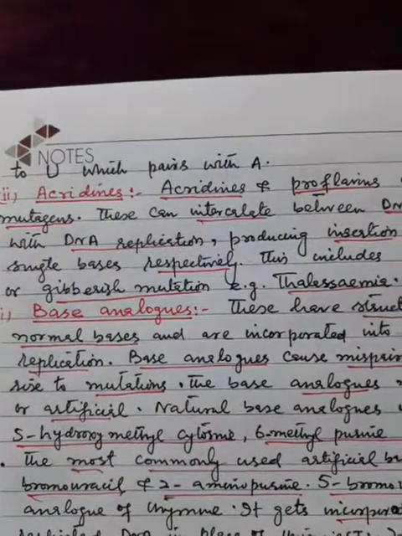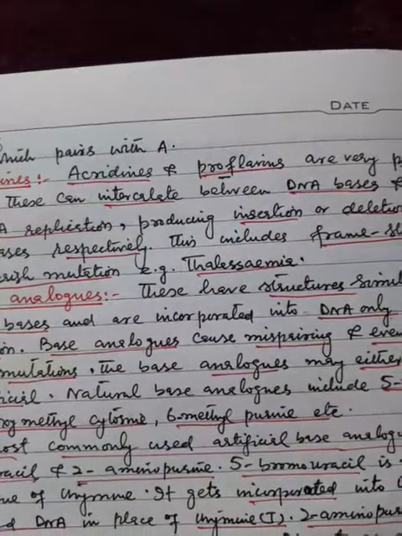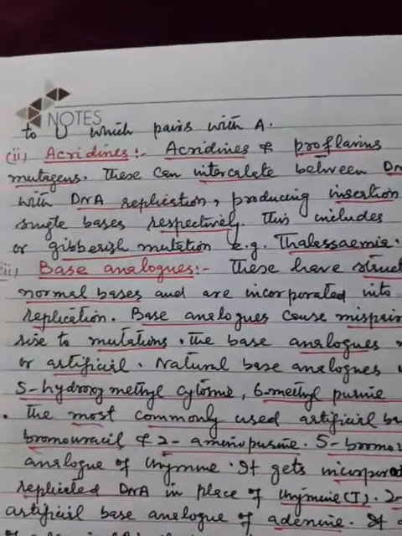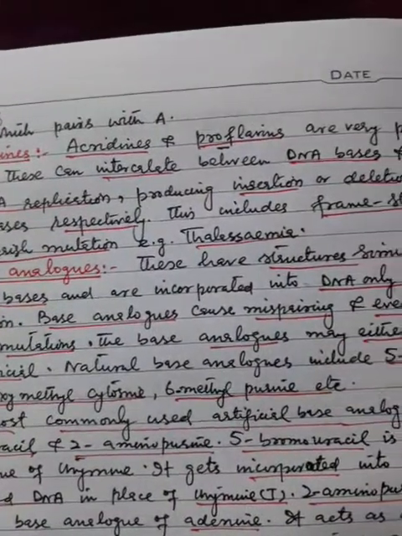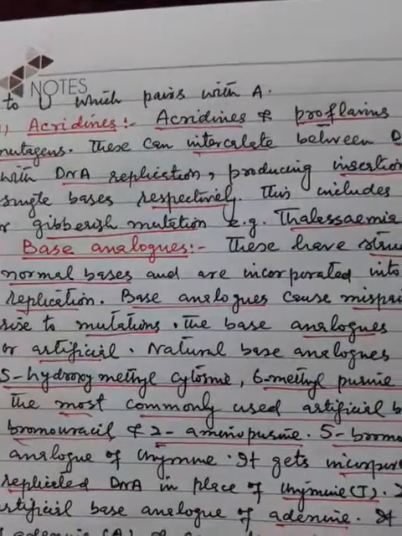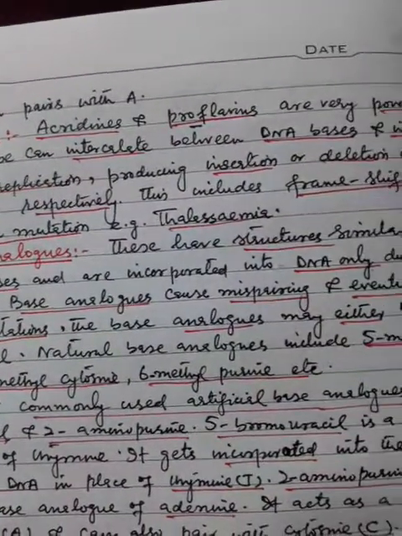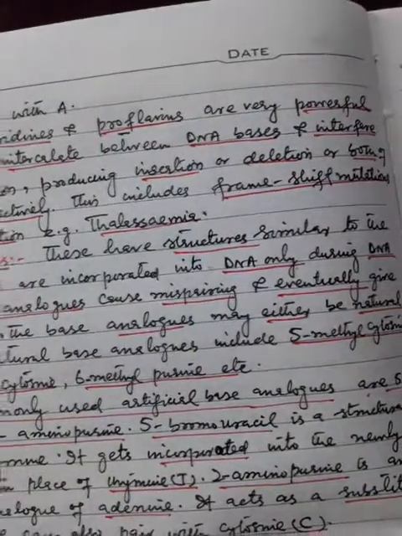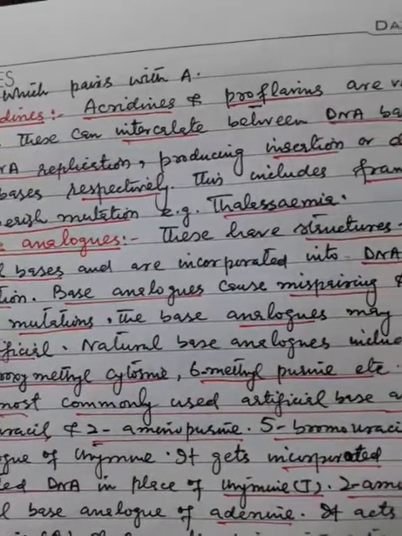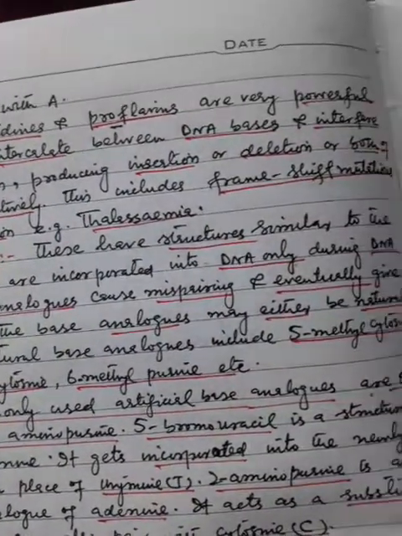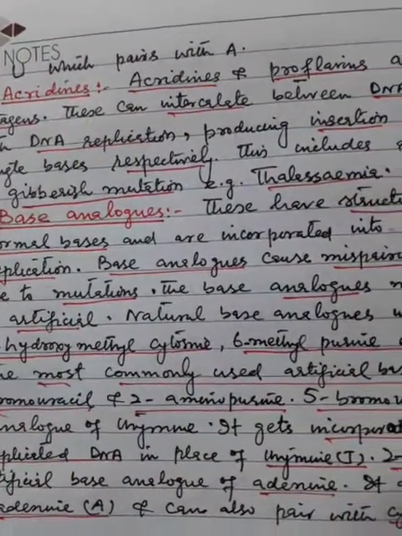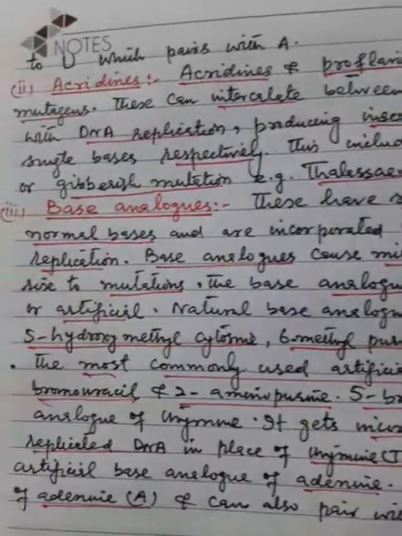Number 2, acridines. Acridines and proflavins are very powerful mutagens. These can intercalate between DNA bases and interfere with DNA replication, producing insertion or deletion or both of single bases respectively. This includes frame shift mutations or gibberish mutations, for example, thalassemia.